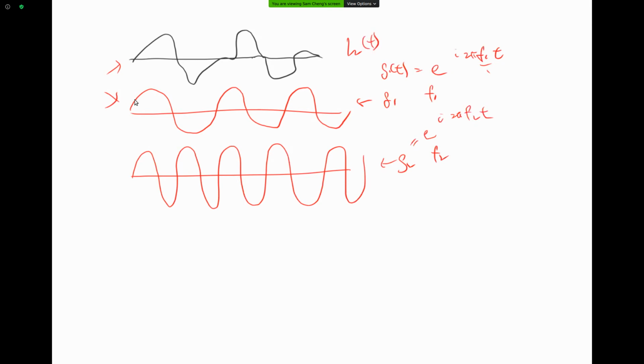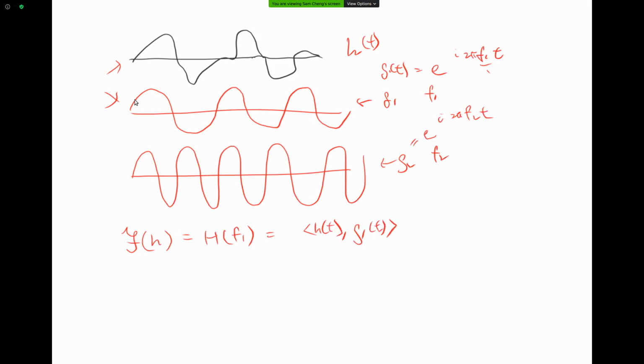Then my Fourier transform of this H, some people use the notation H hat, but I'll still use big H here, is the frequency-domain representation of this signal. It takes as its argument the frequency. So at frequency f1, it is just equal to the inner product of h(t) and this g1(t) here.